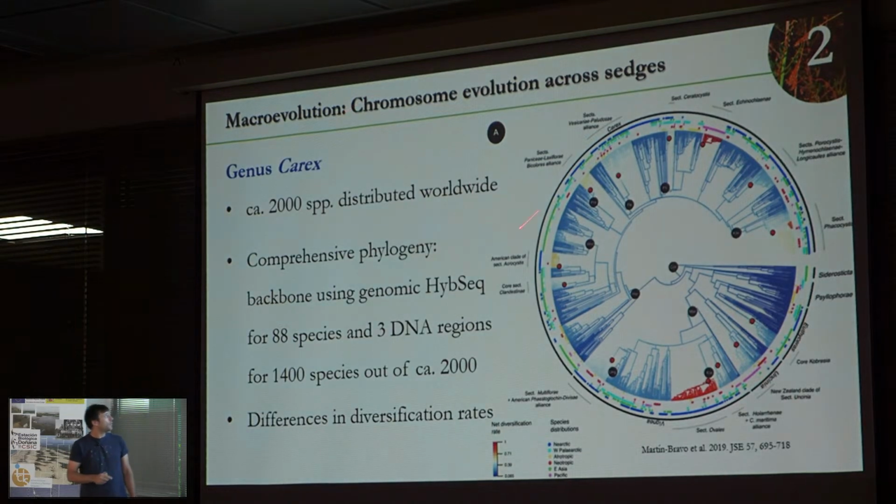So from this genus, we have a very comprehensive phylogeny. We have a phylogeny of 1,400 species out of the total of 2,000 species. And we know that diversification rates are very heterogeneous across the genus. You have lineages with a low diversification rate, the blue branches, and then you have other clades with high diversification rates in red or orange.